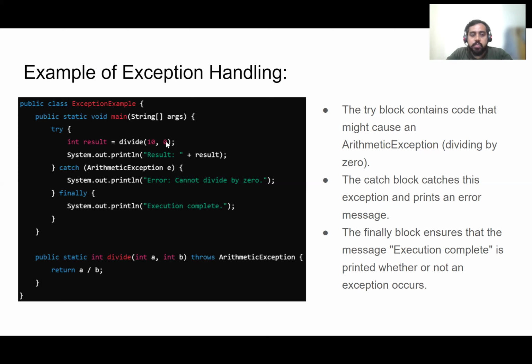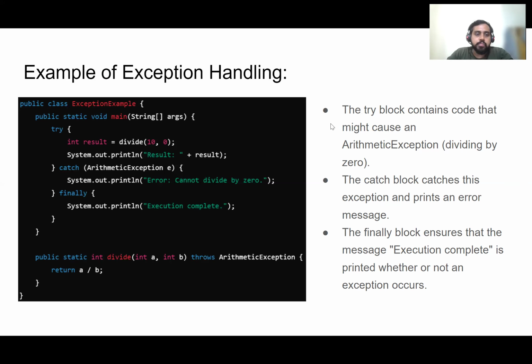It all relates to an input. So that's the reason we call it an unchecked exception or runtime exception. So the catch block catches an exception and prints an error message, and the finally block ensures that the message like "execution completed" is printed whether there is an exception or not.